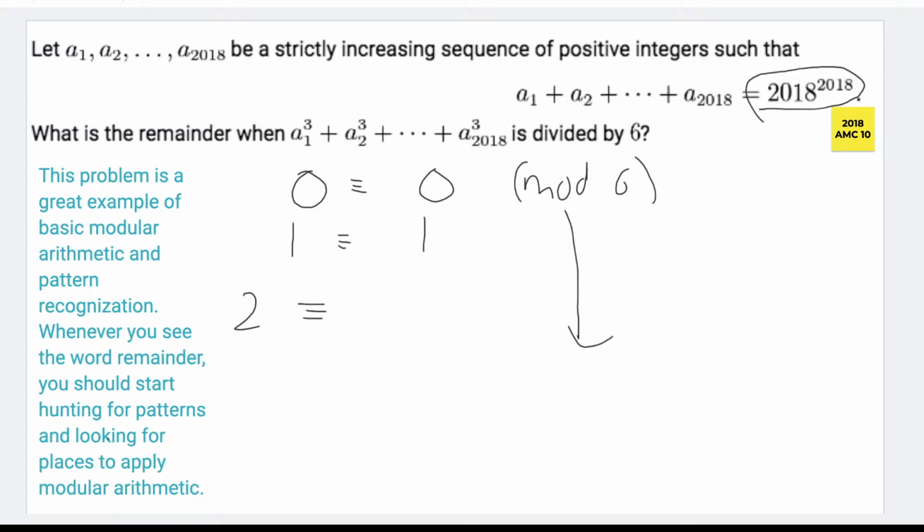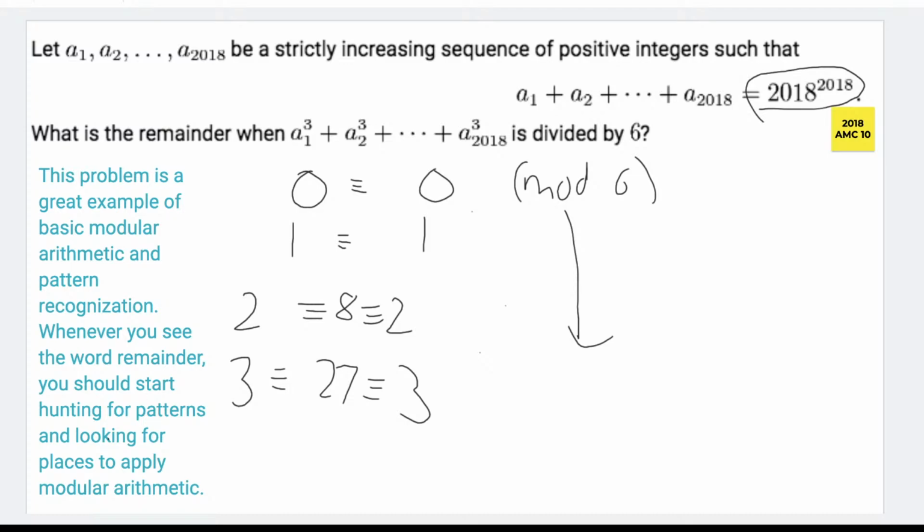And in mod 6, that is actually just 2. So they're also equal. Now 3. If you take 3 and cube it, 3 times 3 times 3, 27, you divide by 6 and look at the remainder. It's again 3. I'm starting to notice a pattern. 1 equals 1, 0 equals 0, 2 equals 2, and 3 equals 3 in mod 6.